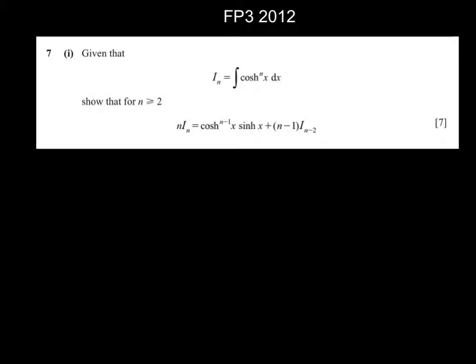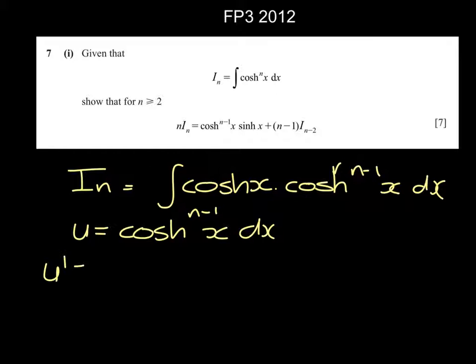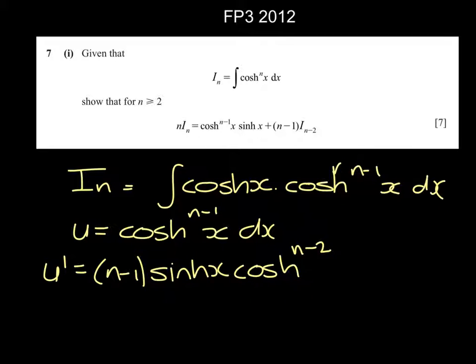So always look at the answer, and this will give us a clue. We have cosh to the n minus 1. So I'm going to start by splitting the integral into cosh x times cosh to the n minus 1 x with respect to x. We're going to let u equal cosh to the power n minus 1 of x. So whenever we differentiate that, we bring the power down. We multiply by the differential of cosh x, which is sinh, and we take 1 away from the power.